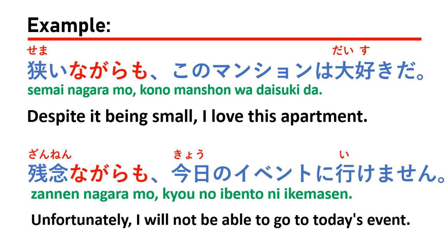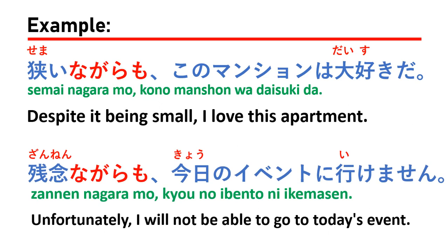For the first sentence, we see that we use the い-adjective. 狭い means small, and it is an い-adjective. So when you use the い-adjective with ながら, you can just use it in that form, nothing changes. 狭いながらもこのマンションは大好きだ, which means that you like the apartment even though it is small.